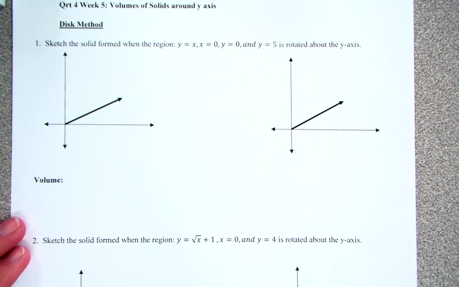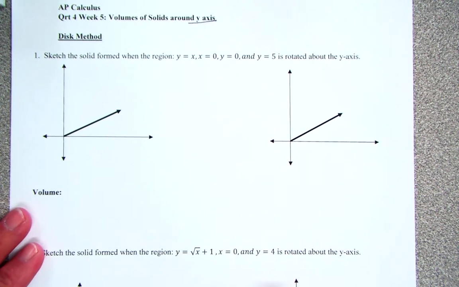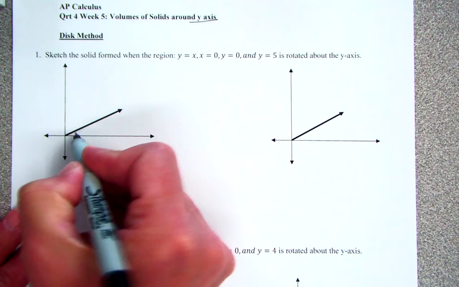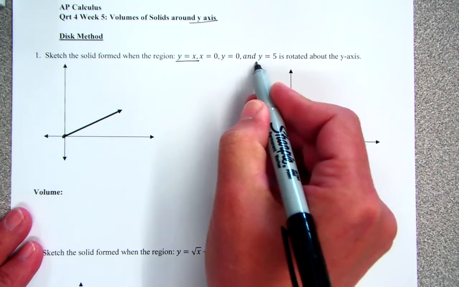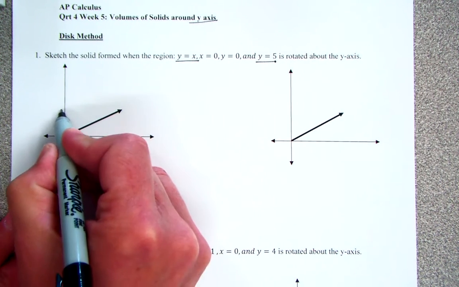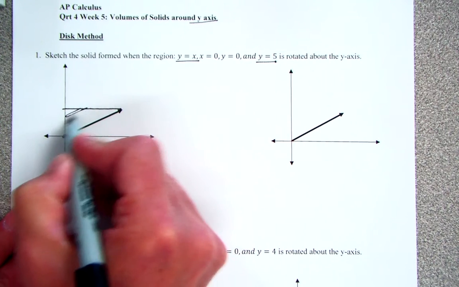So this week we're going to still use the disk method, but we're going to rotate around the y-axis. So we're going to take this line, which is y equals x. Notice it starts at the origin. We're going to bound it by the line y equals 5. So it's going to come in here. So I have this kind of triangular region.